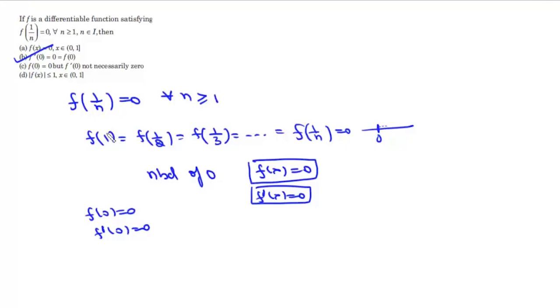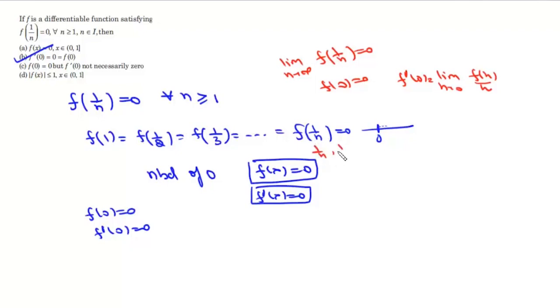Another way to look at it is, if we take this limit n tends to infinity of f(1/n), and we know that this is 0, so we can write f(0) equals 0, and f dash 0 is going to be this limit h tends to 0, f(h) upon h. Now we'll choose this h so that it hops between 1 upon n and 1 upon n minus 1. So in this case, this f(0) will be 0. Then again, we'll end up getting the same answer: f(0) is 0 and f dash 0 is 0.